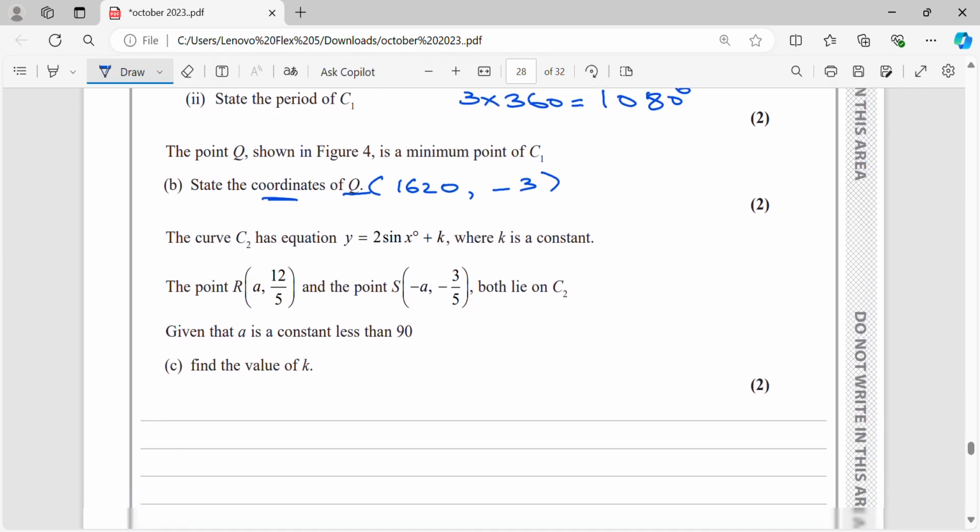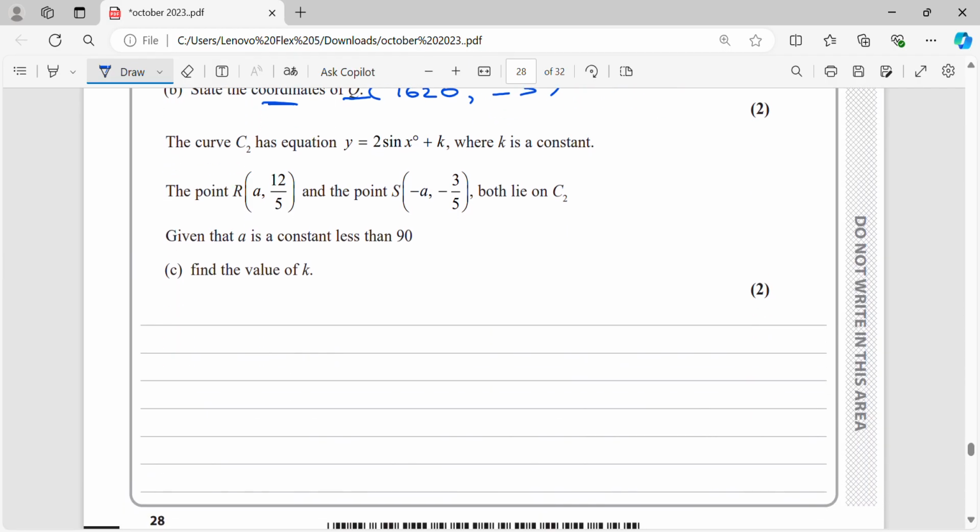Next, the curve C2 has equation y = 2 sin x + k. The points R (a, 12/5) and S (-a, -3/5) both lie on C2. Given that a is a constant less than 90 degrees, so this is an acute angle, find the value of k.